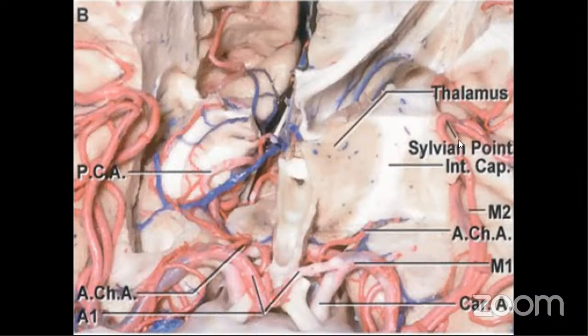In this picture, we can see the Sylvian point. The Sylvian point is that point where the M2 segment of the MCA, the most posterior segment, takes the turn, and it goes away from the insula towards the cortical surface. And as we have seen, this is the M1 segment, this is the M2 segment of the middle cerebral artery.